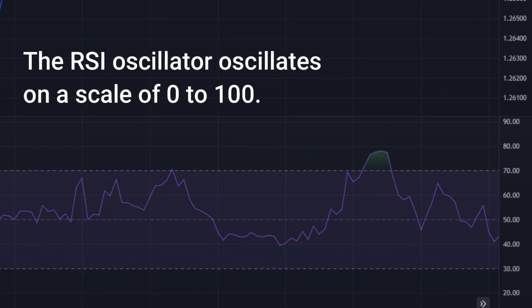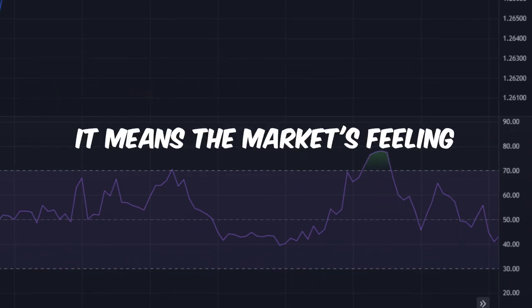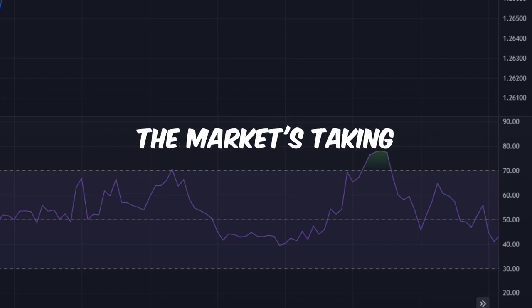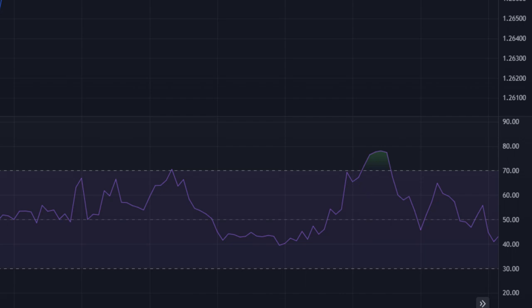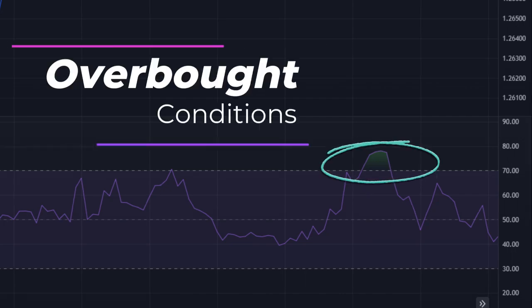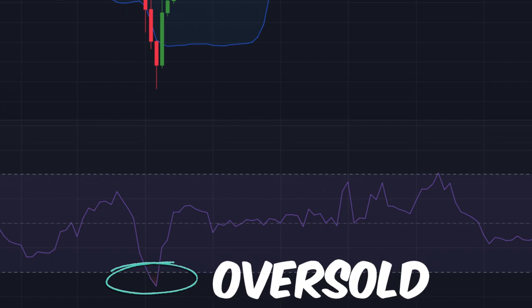The RSI oscillator oscillates on a scale of 0 to 100. When it's high, it means the market's feeling strong. When it's low, the market's taking a breather. When the RSI climbs above 70, it's like a flag signaling that the market might be getting a bit carried away, a potential sign of overbought conditions. And on the flip side, when the RSI drops below 30, it's like a quiet moment in the market, a hint that things might be oversold.